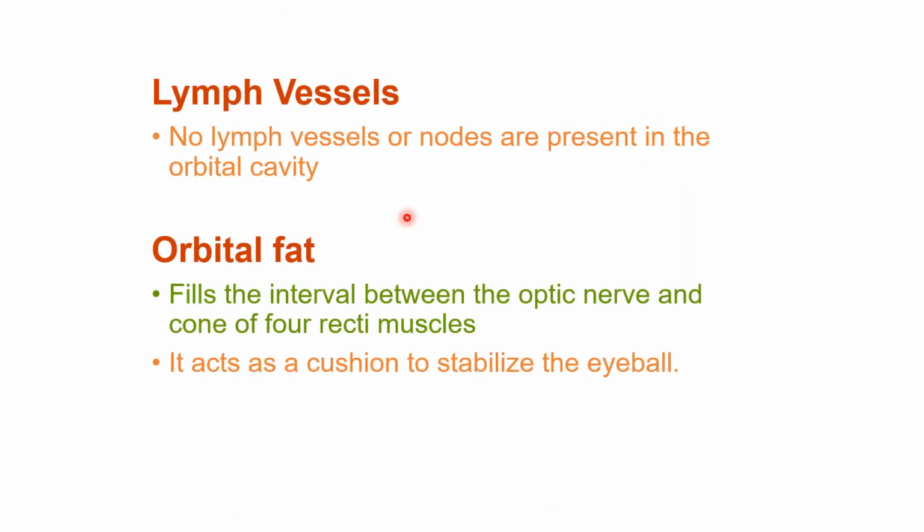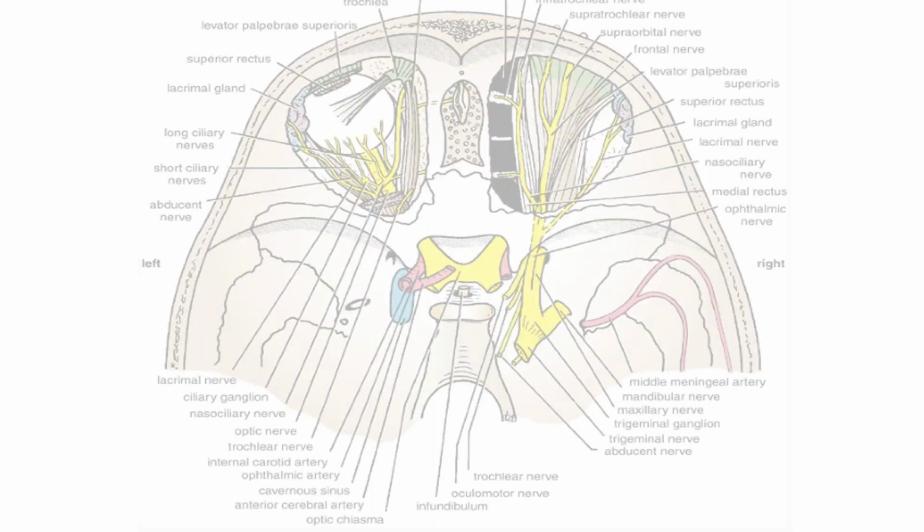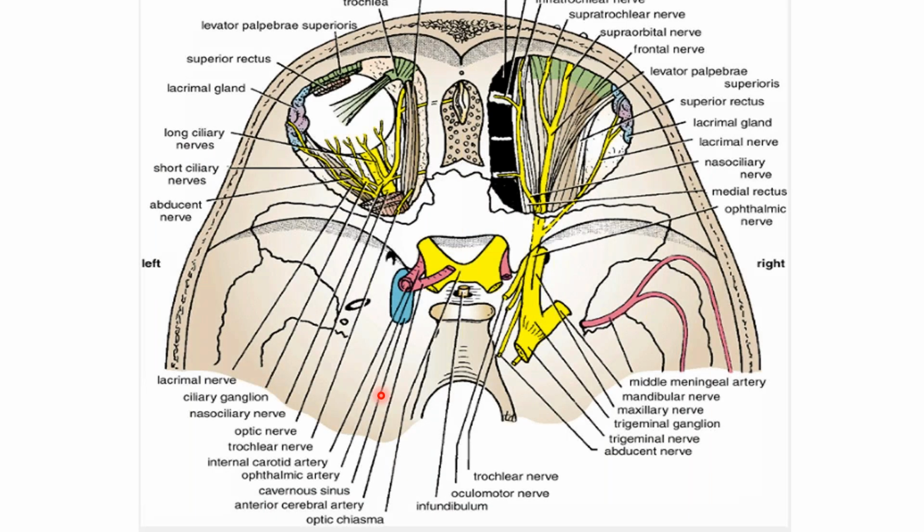So coming to the lymph vessels, in the orbital cavity there are no lymph vessels or nodes present. The orbital fat that is present abundantly in the orbital cavity is going to fill the interval between the optic nerve and all the four recti muscles. So it is going to act as a cushion to stabilize the eyeball. So this again is the same representation in which we can see the nerves which are entering into the orbit, which we just discussed.